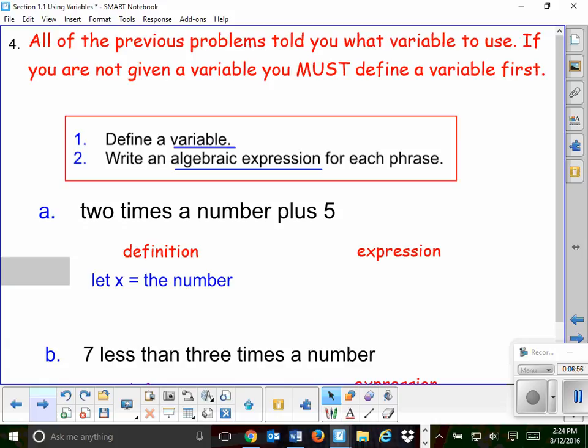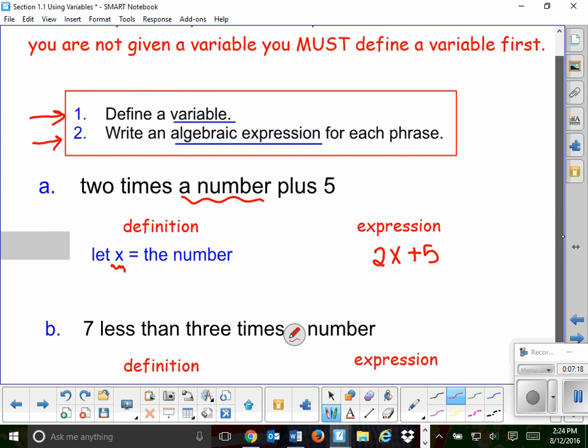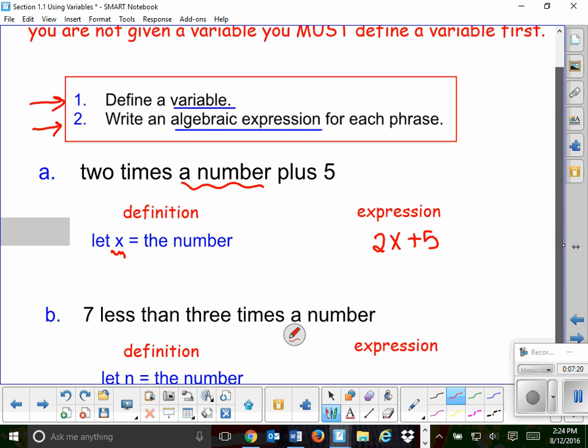So these all have 2 parts, and that's what I'm showing you right here. You have to define a variable, and then you have to write an algebraic expression. So if the problem just says 2 times a number plus 5, tell me what's going to represent that number. This is the definition part. And then the expression would be 2 times a number plus 5. So instead of me telling you the letter, that is what you would do.